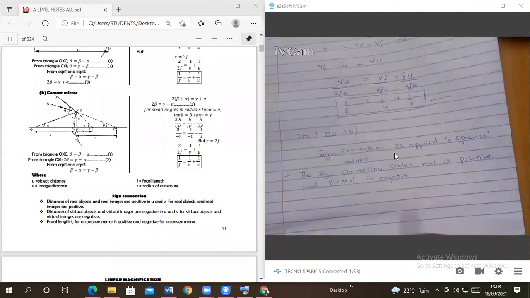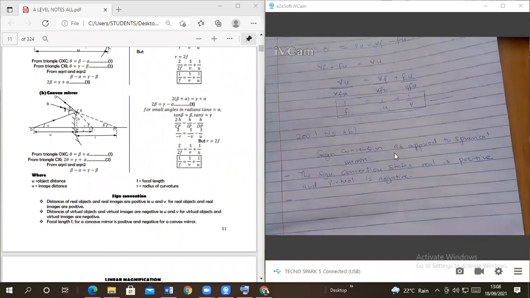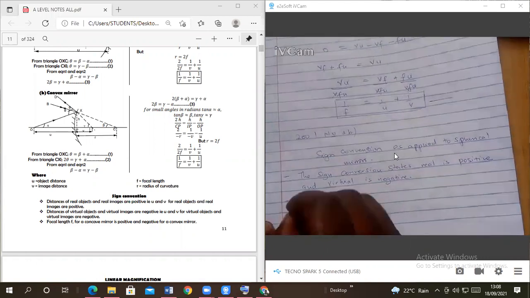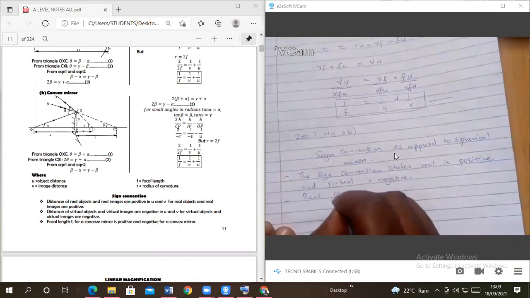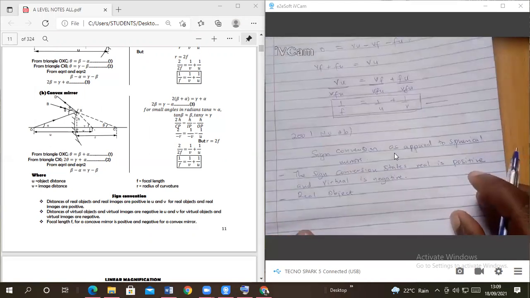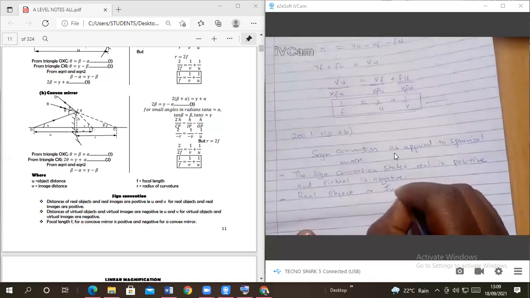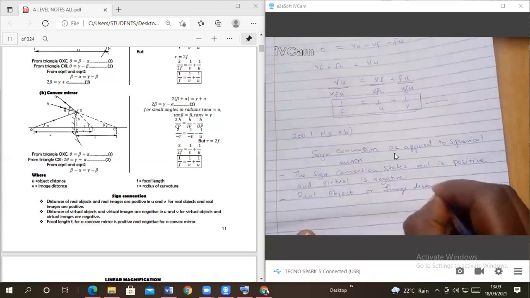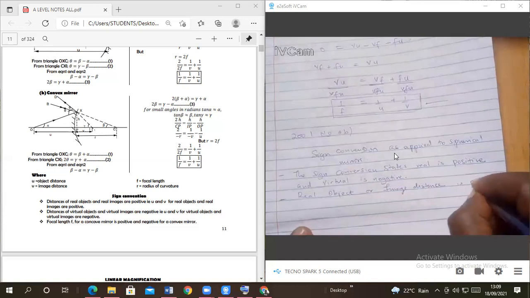Okay, then the second thing that you should know is that real object or image distances are always positive. So real object or image distances are always positive because real is positive, and virtual object or image distances are negative. So an object can be real, it can be virtual. If the object or the image distance is real, then it is positive.